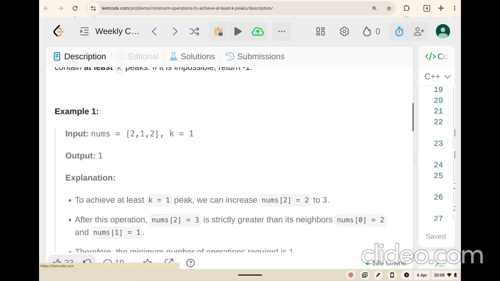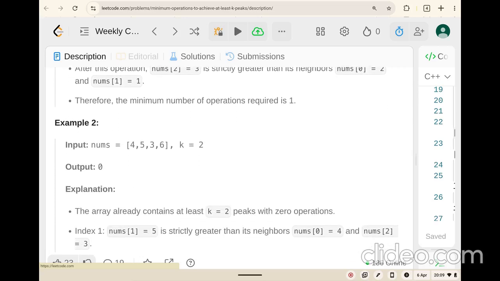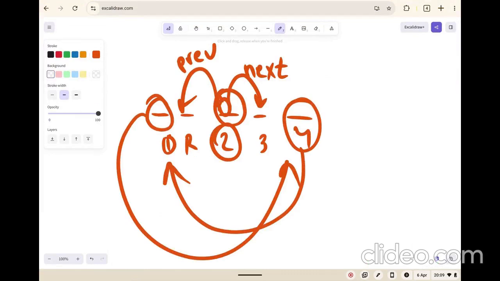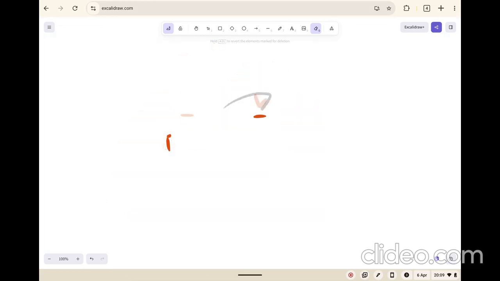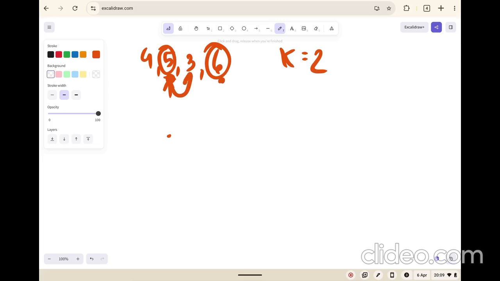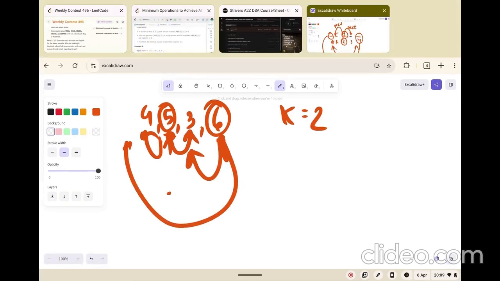Let's look at an example. A better example would be 4, 5, 3, 6 and k equal to 2, right? If you look at it, it already has peaks. 5 is a peak and 6 is already a peak. Why is 5 a peak? Because 5 is greater than both its previous and next elements. And 6's previous element is 3 and next element is 4. So I think the test case is not that effective, right?